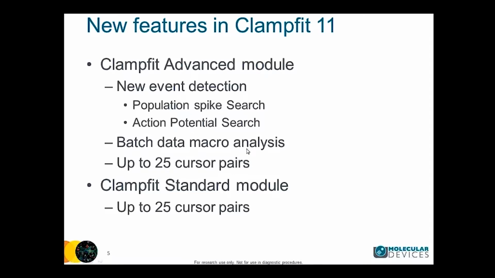We also increase the cursor pairs in Clampfit up to 25 cursor pairs. The other module is called the Clampfit Standard Module, which does not have this new event detection and batch data analysis, but does have the 25 cursor pairs.